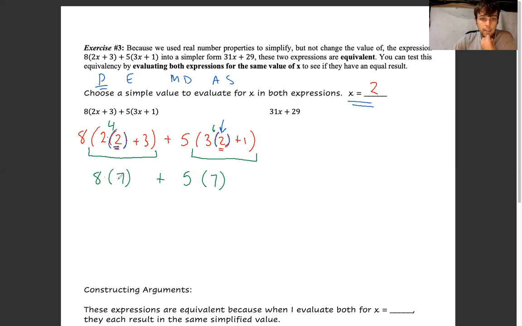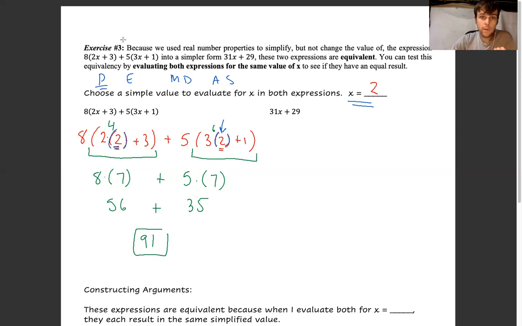And then we have multiplication. 8 times 7 is 56, and 5 times 7 is 35. And now we add these together and we come up with a final result of 91. So when we evaluate this expression for x equals 2, we get 91.